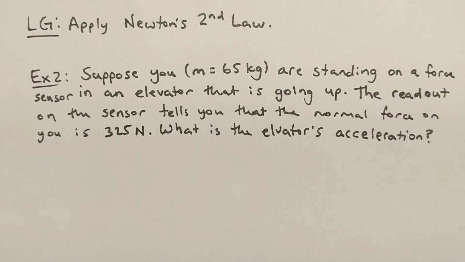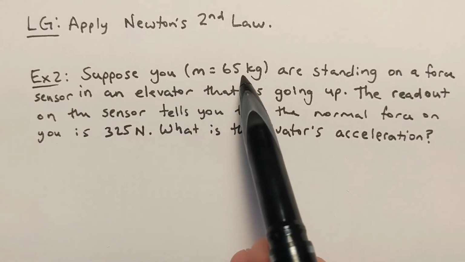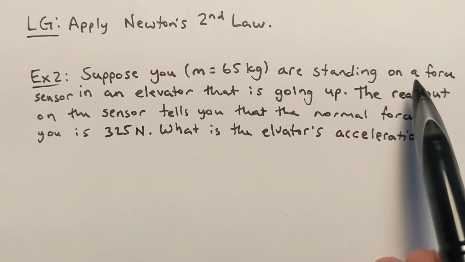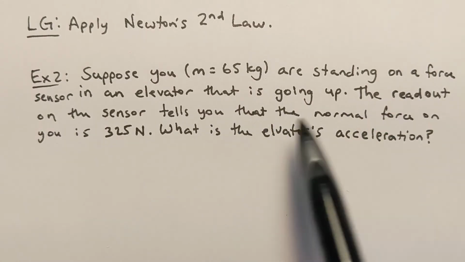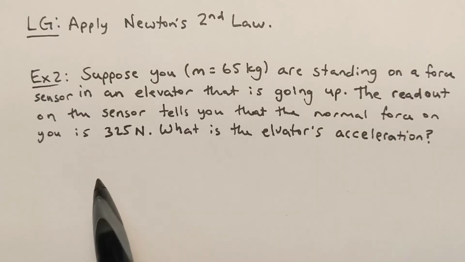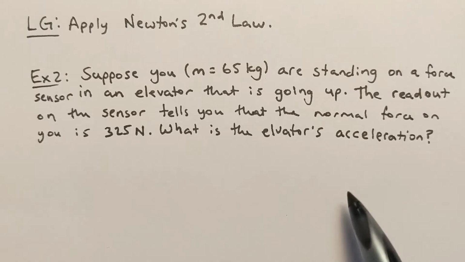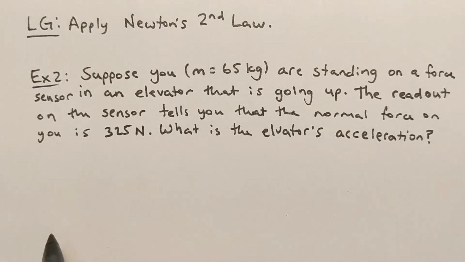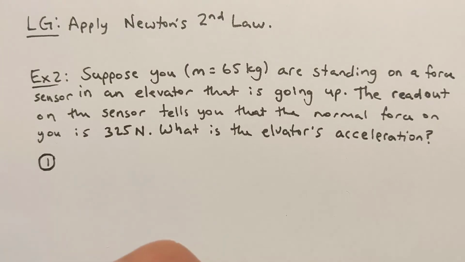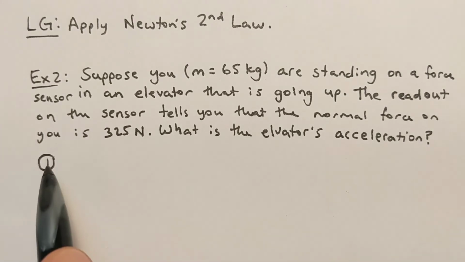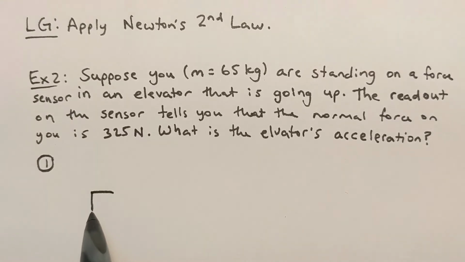Okay, let's take a look at another example. This one says, suppose you, with a mass of 65 kilograms, are standing on a force sensor in an elevator that is going up. Okay, so the elevator is rising. The readout on the sensor tells you that the normal force on you is 325 newtons. What is the elevator's acceleration? Okay, so once again, we're going to follow the same 4 steps, starting with the free body diagram. So see if you can draw the free body diagram. Pause the video now. Okay, let's see how you did.